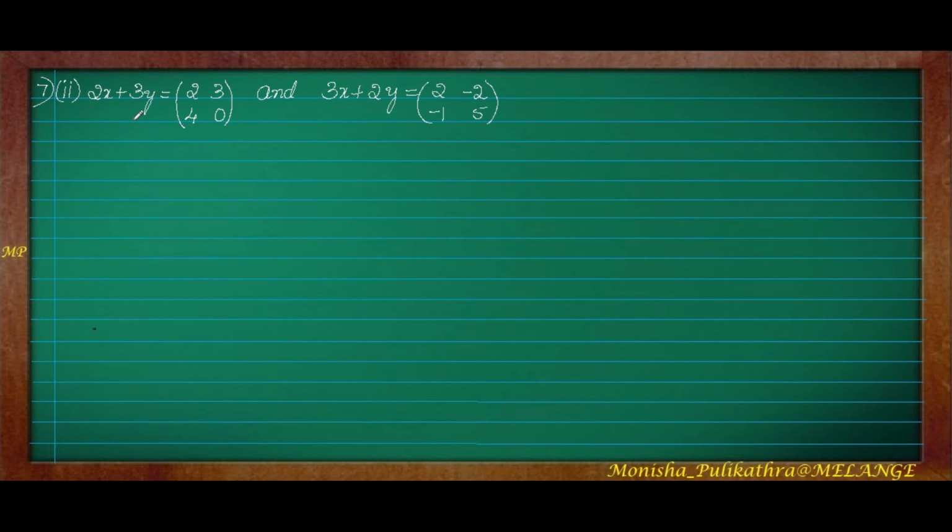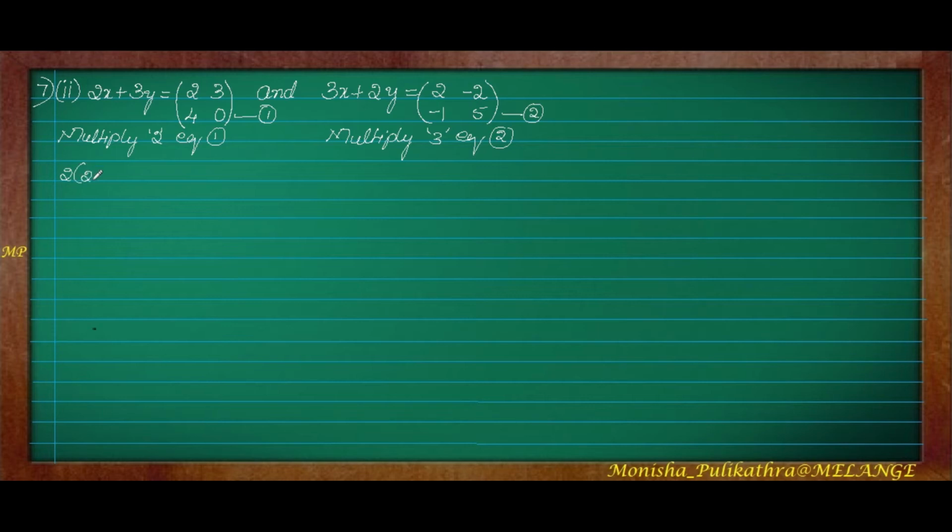The second question is 2x plus 3y is equal to [2, 3; 4, 0] and 3x plus 2y is equal to [2, -2; -1, 5]. Here also we need to find the value of x and y. So for this, let this be equation 1 and let this be equation 2. I will be multiplying the number 2 to equation 1 and multiplying the number 3 to equation 2.